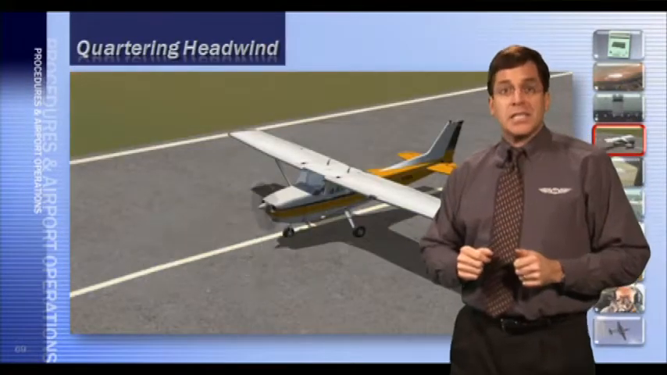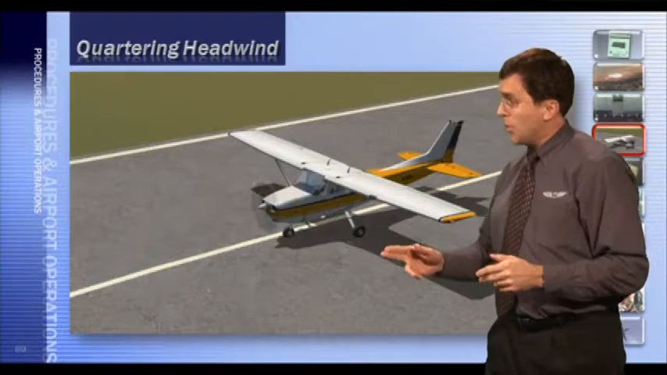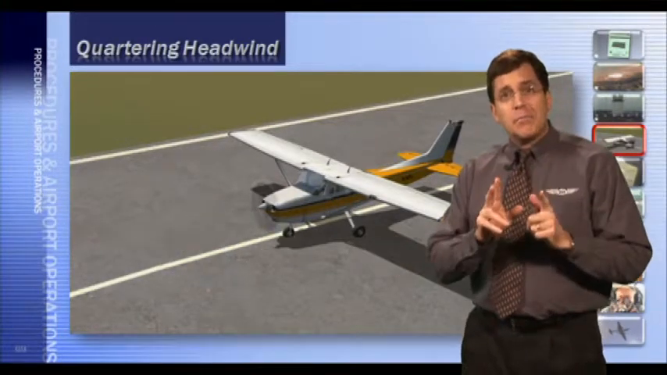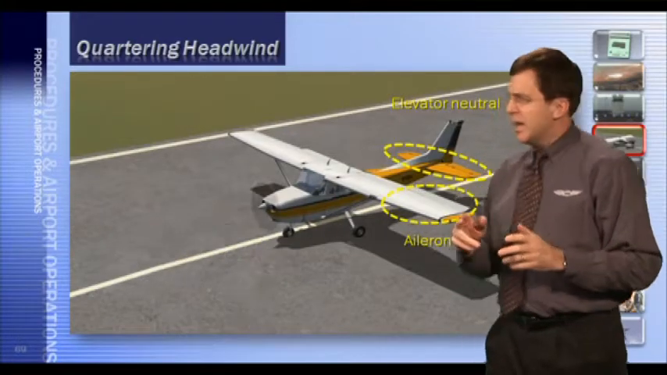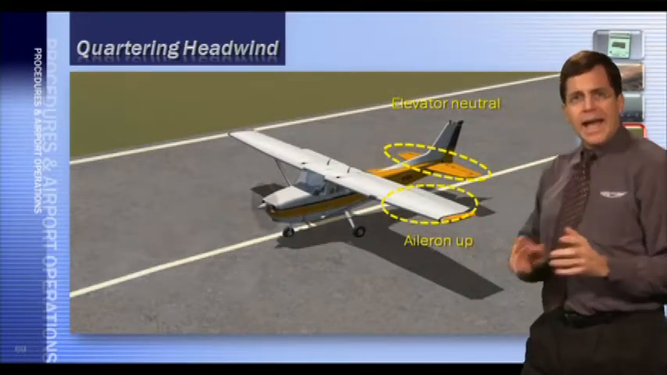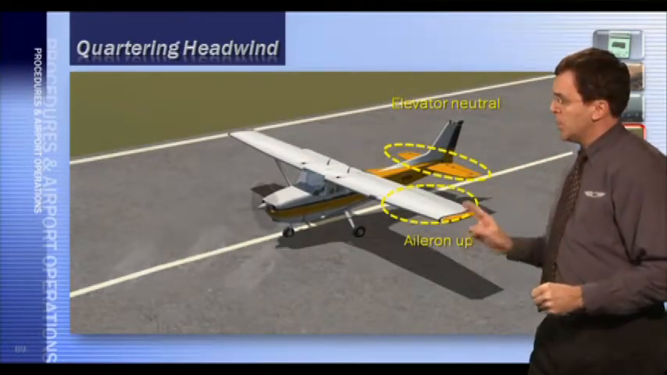Let's take a look at a situation with a left quartering headwind. To keep the wind from flipping the airplane, hold the aileron into the wind and keep the elevator neutral, like you see here. In the cockpit, turn the yoke or stick to the left. Hold the elevator neutral.